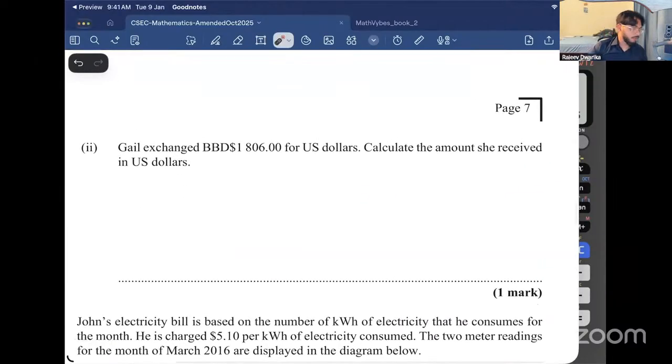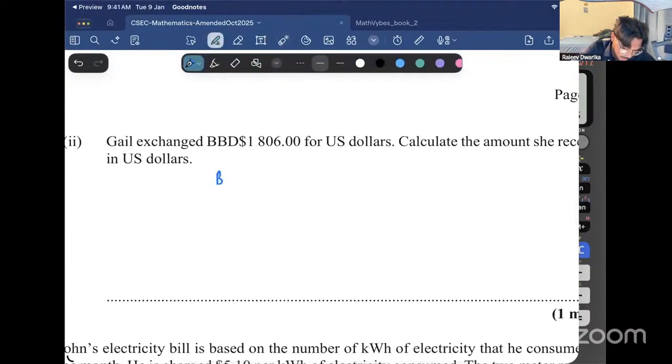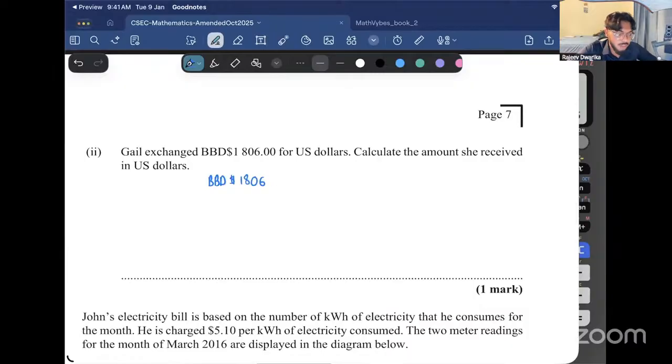Alright, so Carla, read part 2 for me. Real exchanged BBD $1,806 for US dollars. Calculate the amount she received in US dollars. So they're saying she exchanged $1,806 and she wants to convert that to what? To US. Okay.